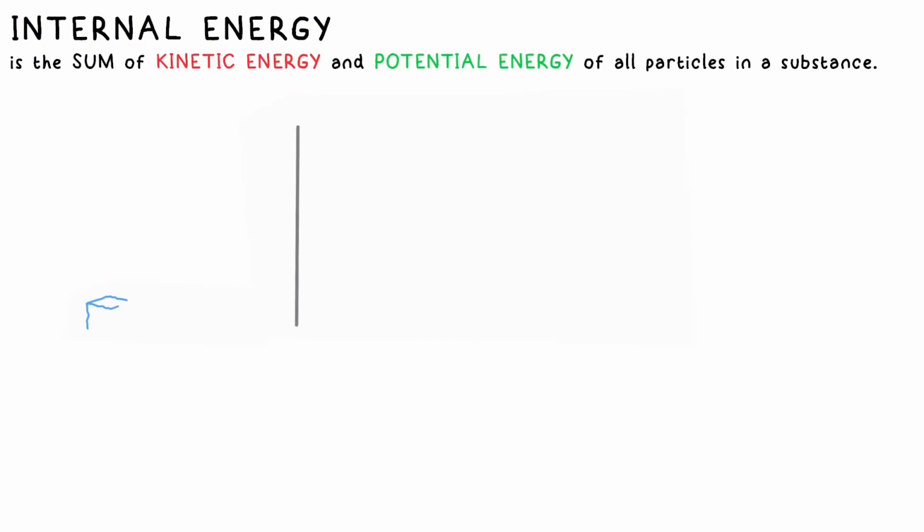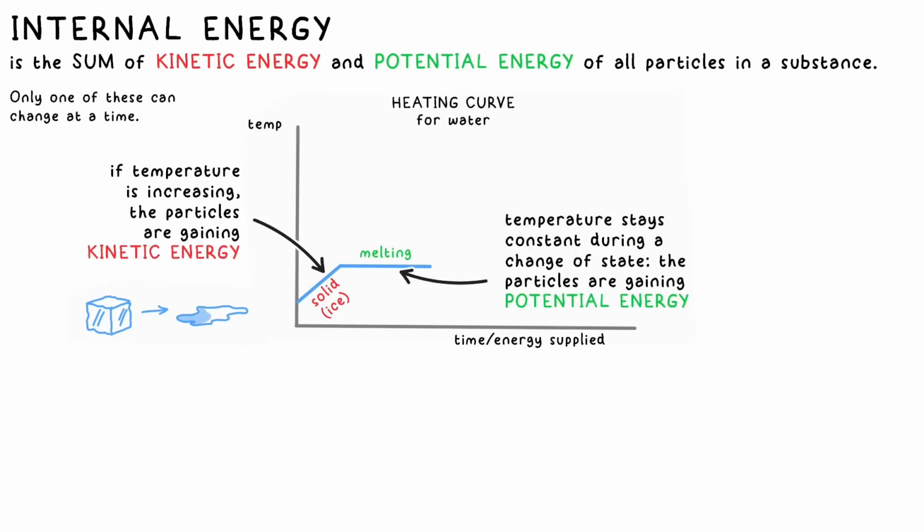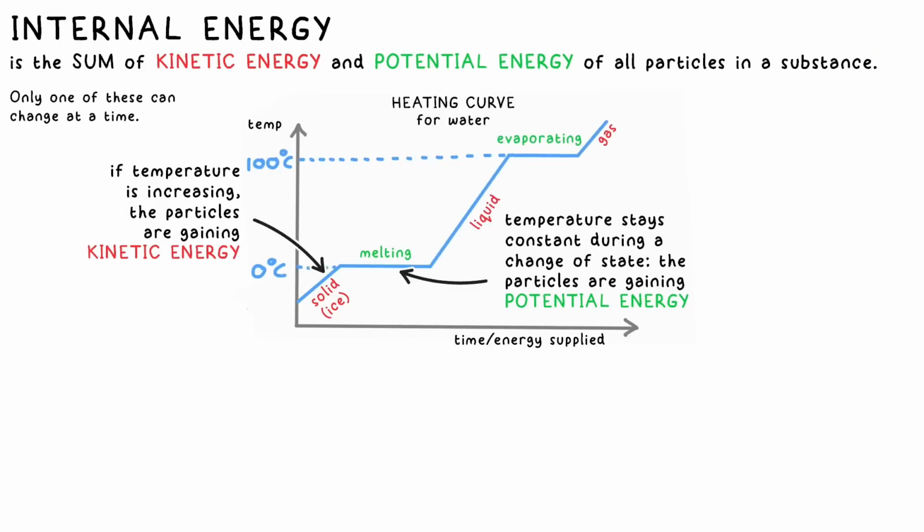If you have a block of ice and supply heat to it, its temperature will increase. The particles vibrate faster, which means they gain in kinetic energy. However, once it reaches the melting point of 0 degrees C, its temperature will remain constant until it's all melted. Only then will its temperature start increasing again. The same thing happens when it reaches 100 degrees and it turns into a gas.